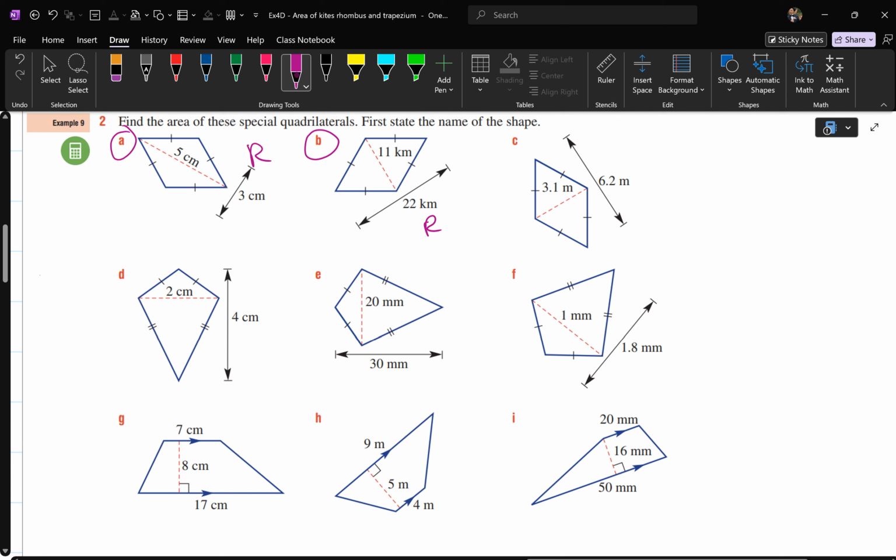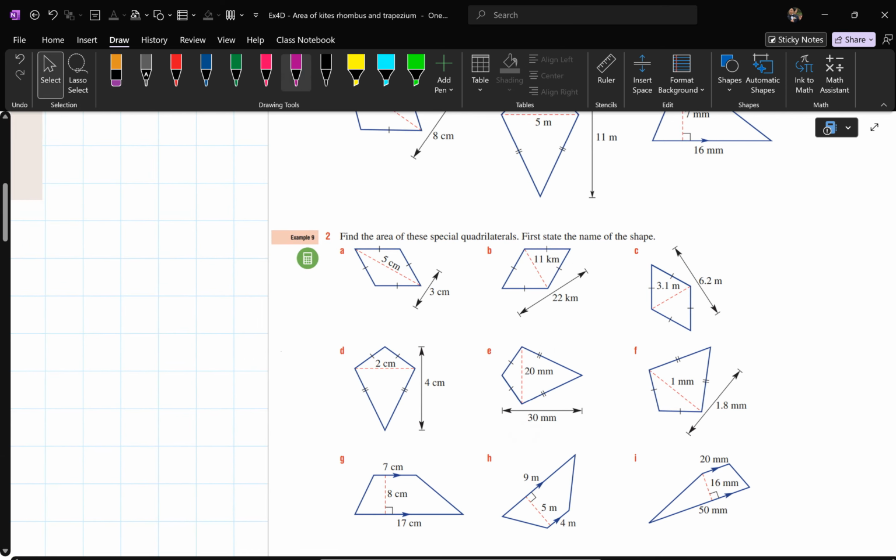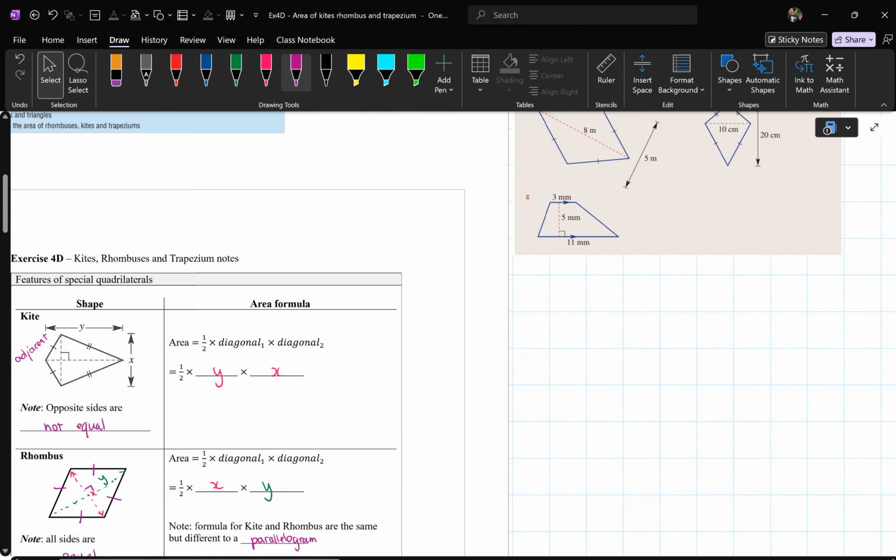What about this one, C? Yes, rhombus again. All sides are the same. Let's have a look at E. Yes, it's a kite. Not all sides are the same, so that's a kite. Kite again. And obviously the last three are neither a kite nor a rhombus. If you were able to keep up with what I just said, that's identifying the shape first. Once you know the shape, you can then work out the area by following the formula.